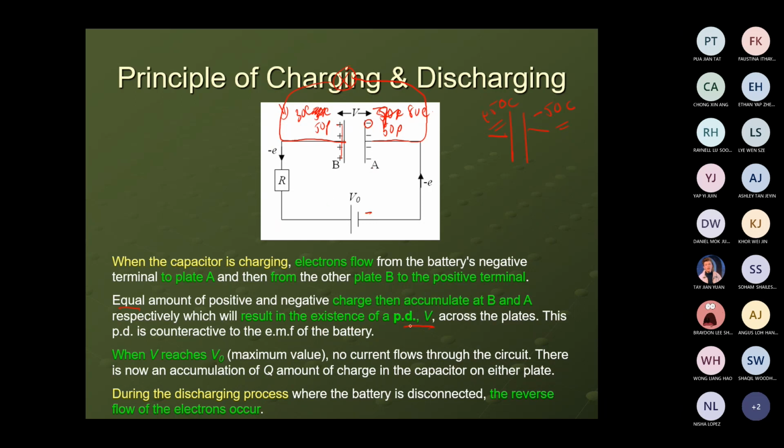So the result is the existence of a PD across the plates, counteractive to the EMF of the battery. When V reaches V0, the voltage of the battery, no current flows through the circuit. There is no further accumulation of charge Q in the capacitor, so the capacitor is considered completely charged. During the discharging process, where the battery is disconnected, the reverse flow of electrons occurs across the capacitor.